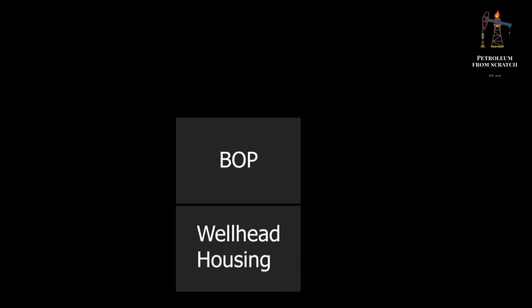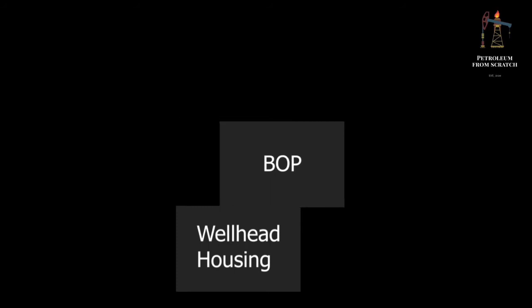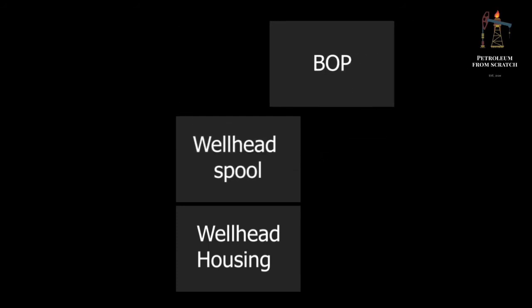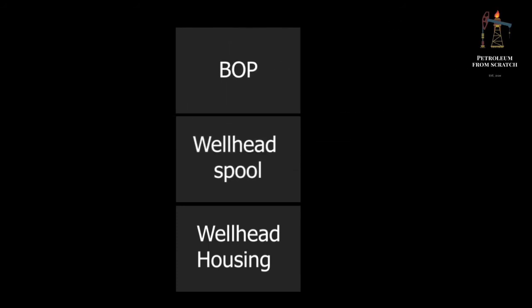Now we will insert the intermediate casing through this BOP. We will cement this intermediate casing, and its weight will be supported by the wellhead housing, which was initially placed on our surface casing. Now the intermediate casing has been set and cemented in place. What we do now is remove this BOP, and above the wellhead housing we will install a wellhead spool, and above this wellhead spool we will reinstall our BOP.